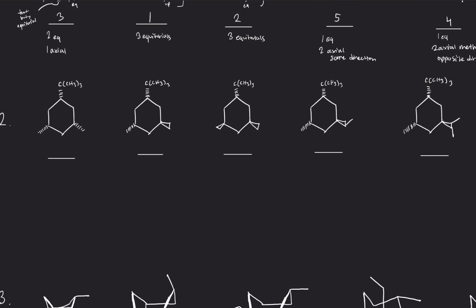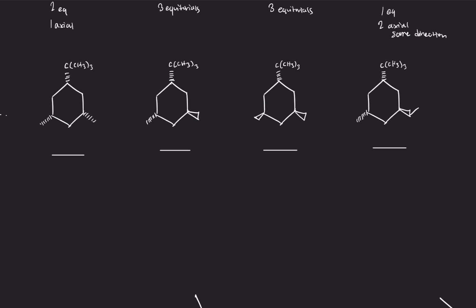So second example, I have a cyclohexane with some substituents. I see a tertiary butyl. I see stereochemistry.